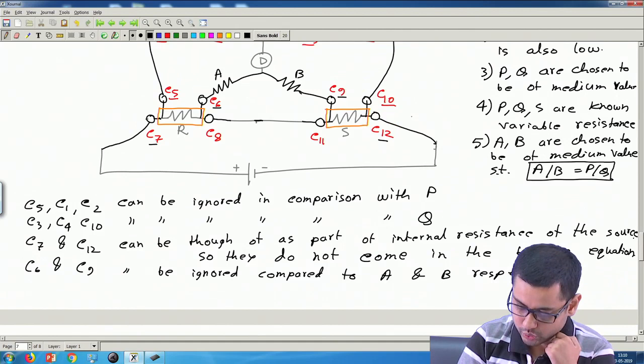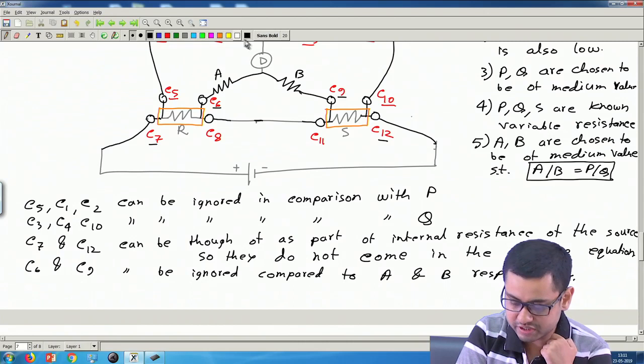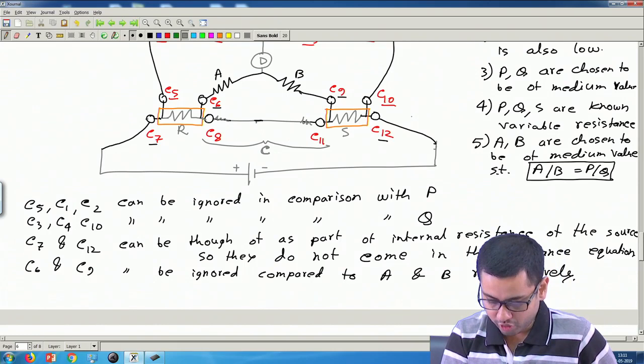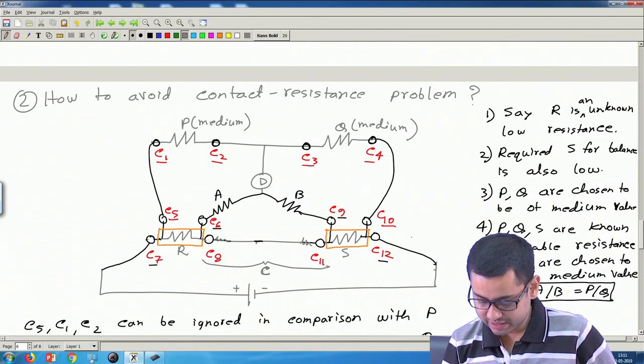So C8 and C11 will have some resistance. Call all these resistances together C. Okay, so C8, C11, all these contact resistances together you call one resistance. They are in series, so you can call them a common resistance C. And you see that this is nothing but our Kelvin's double bridge.